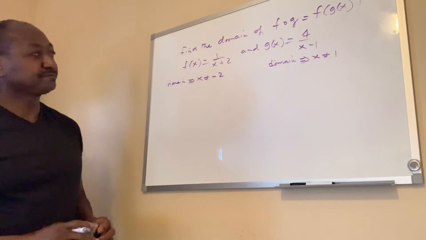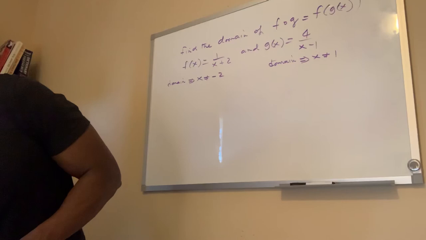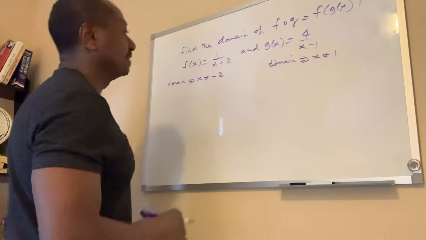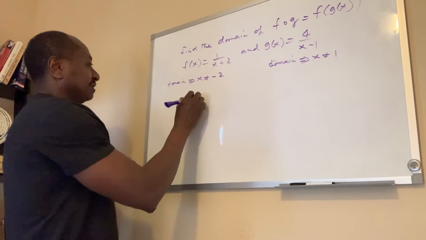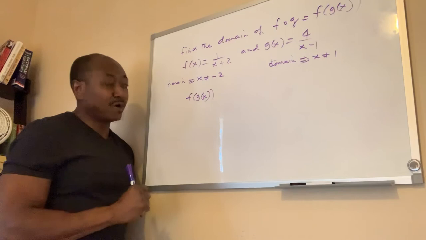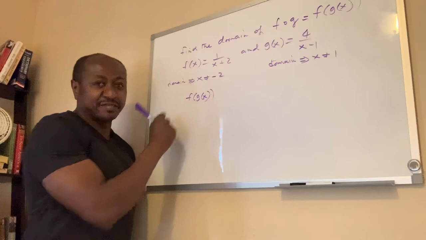Okay? So you have the two domains, but what we do know is that the domain of g of x will be part of the composite function f of g of x. But what would not be part of the domain here is the value where g of x equals the domain restriction of the function that is being composed with.